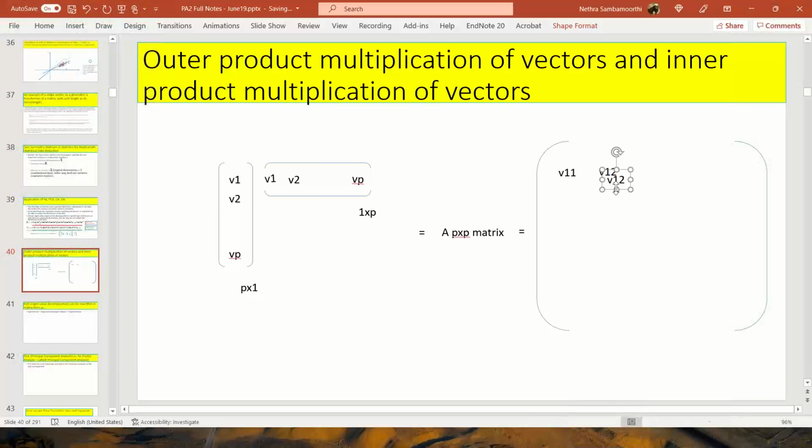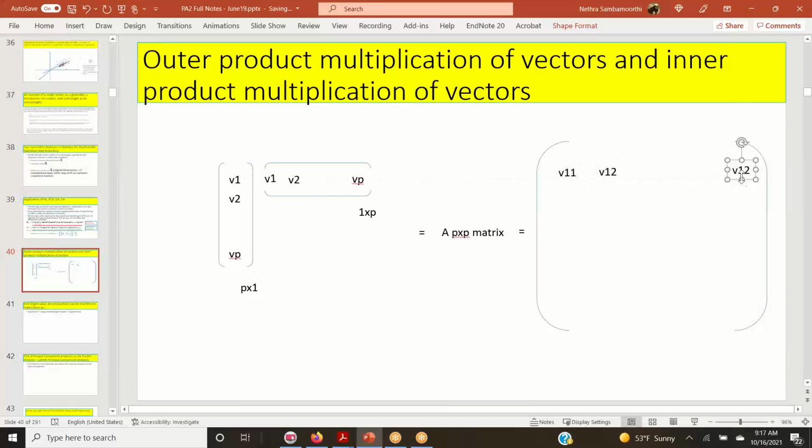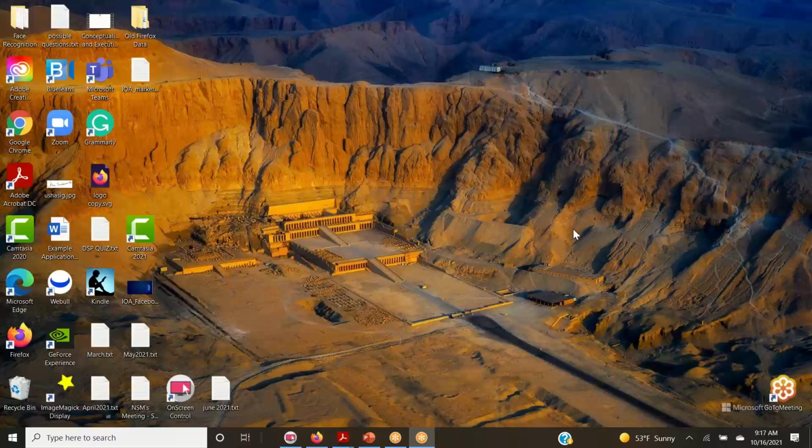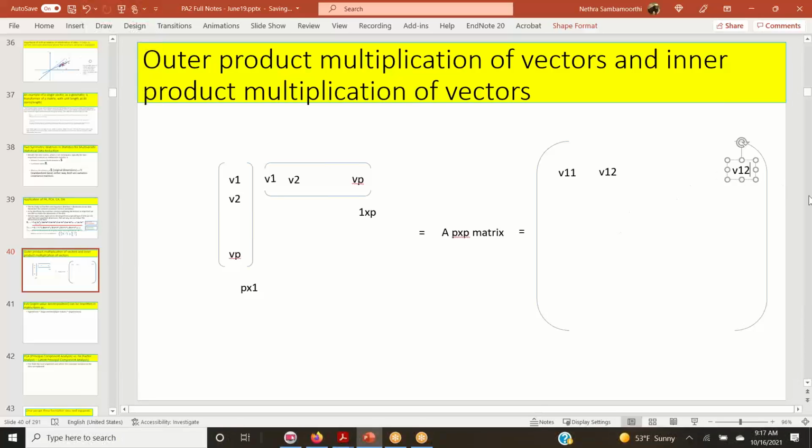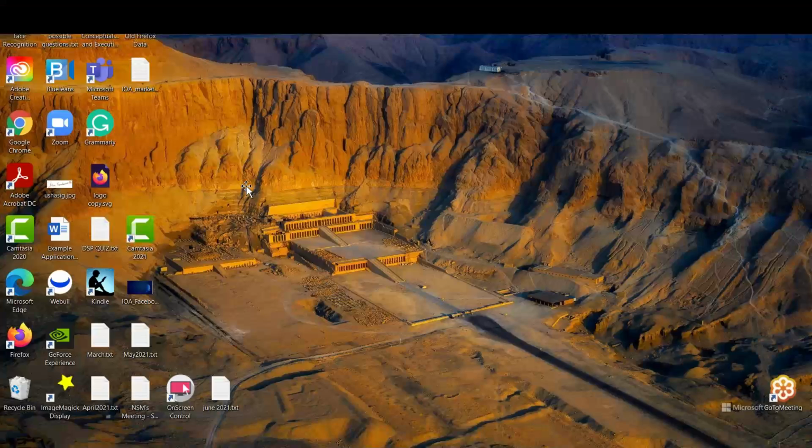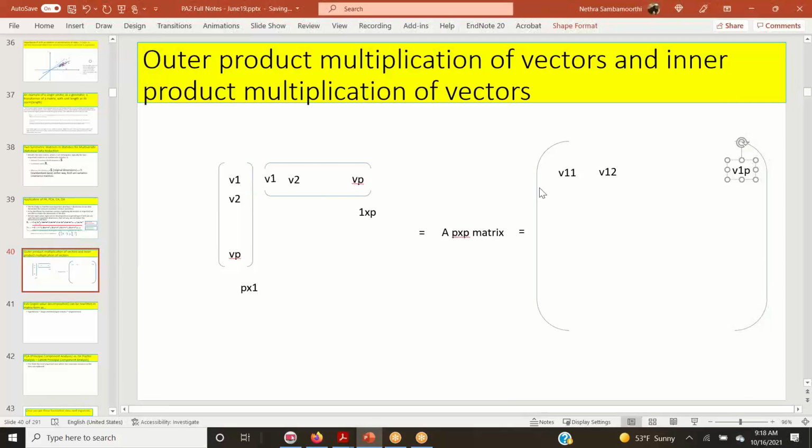And let's do this. So this is V1 by 1P: V1 times VP is V1P. I write it like that. The second one will be similar, so it is becoming a matrix. That's all I want to convince you.